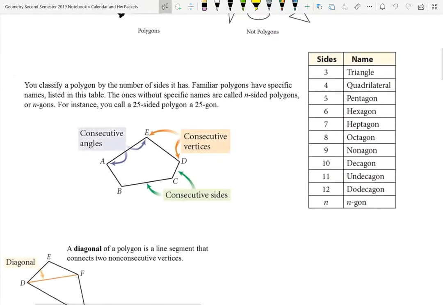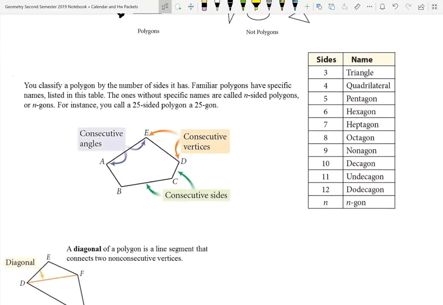You classify a polygon by the number of sides it has, and familiar polygons have specific names listed in the table, such as triangle, quadrilateral, hexagon, octagon, decagon, and n-gon. So if you have a 25-sided polygon, it's a 25-gon.